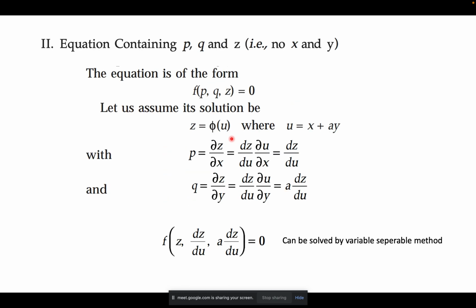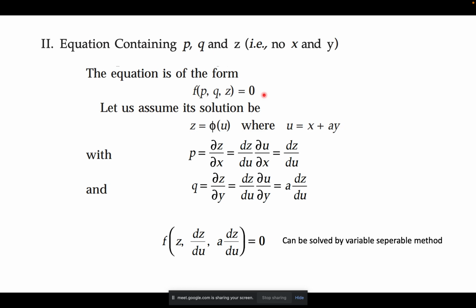Now we will again start with the second type of problem. The second standard form of such type of nonlinear partial differential equation is where you have a function of p, q and z, but there will be no function of x and y. So this I am calling the second standard form. The first standard form was when you have just a function of p and q but no x, y or z, right? But the second standard form is when you have a function of p, q and z but no x and y, right? So again you can write the functional equation. The given equation will be of this form: some function f(p, q, z) is equal to 0.